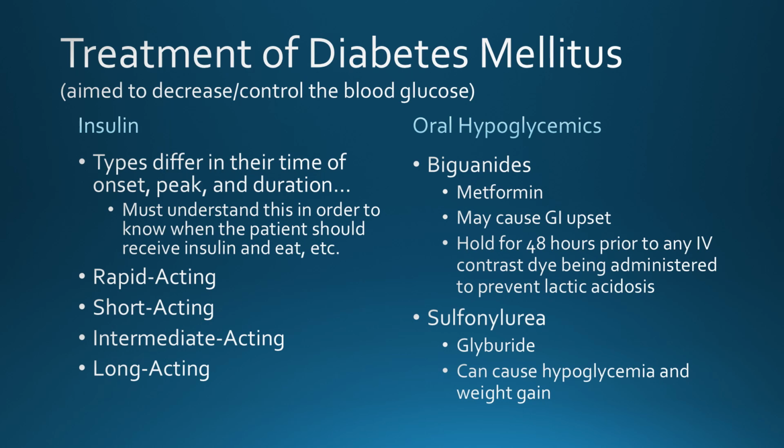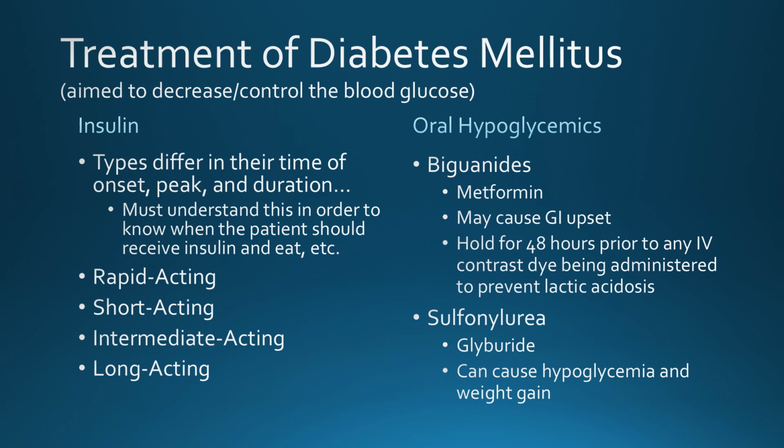All right, in addition to insulin, we can also give our oral hypoglycemics. So these are medications that are taken orally, or PO, in order to typically help with that resistance that can occur. So we have our biguanides. Okay, an example of this is metformin.